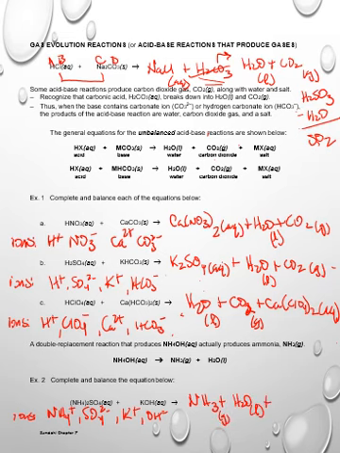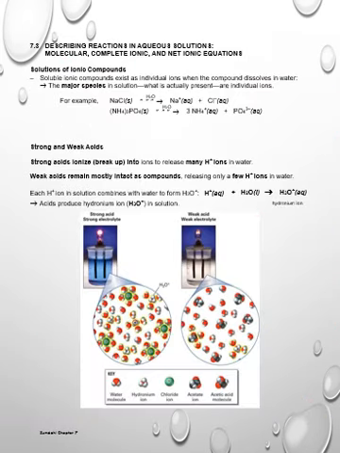And then I would have the K2SO4. Potassium again, alkali metal, always soluble. So I'd have K2SO4. Next, we're going to discuss the total and net ionic equations.